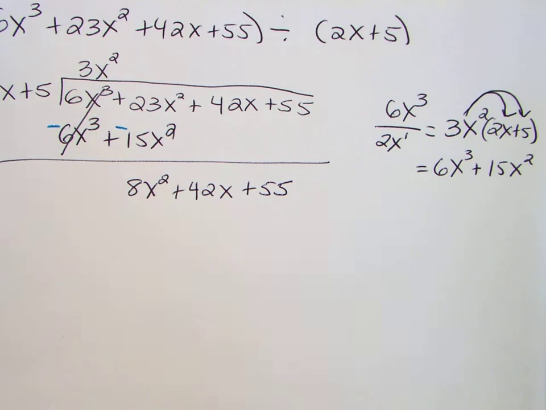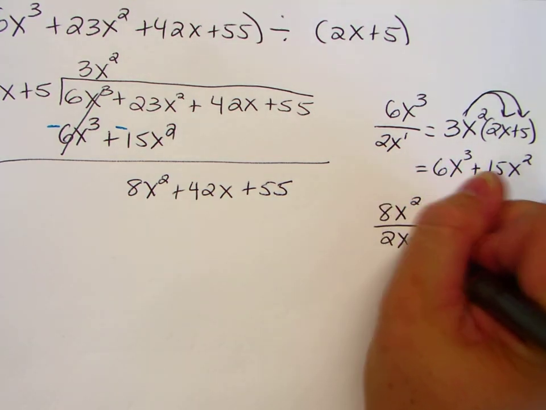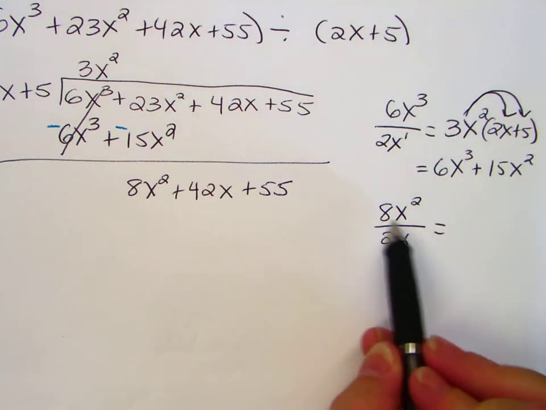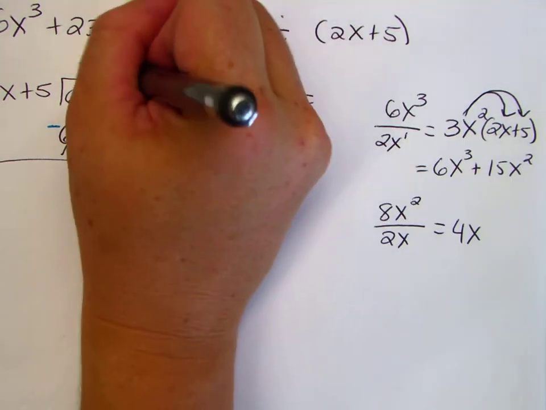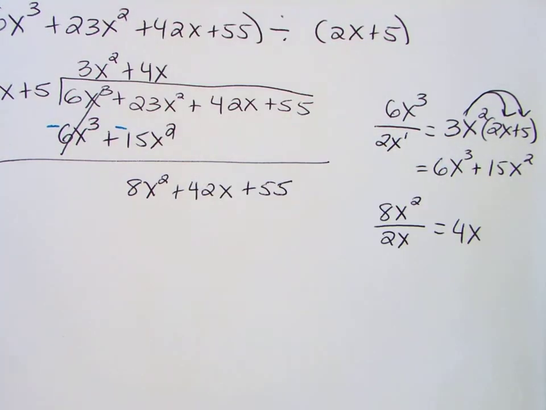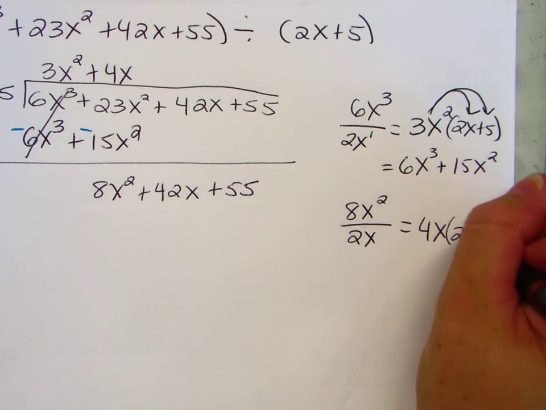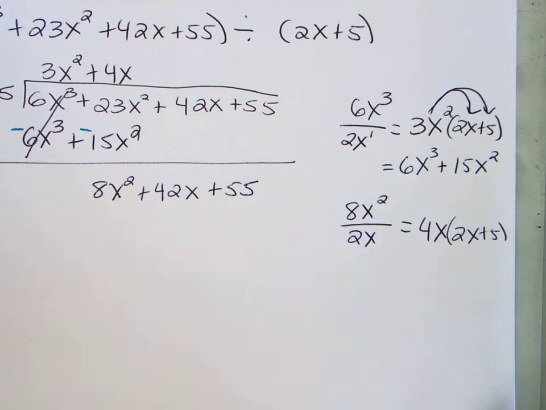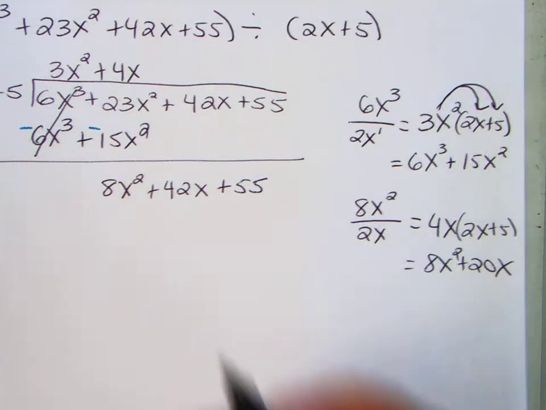All right, next highest term, 8x squared over 2x. Again, divide by that highest term, same thing. 8x squared divided by 2x is 4x. The 4x goes up top. After you divide, put that up top. Now, to simplify the problem, you multiply by the outside. We're multiplying 4x times 2x plus 5. We're distributing. 8x squared plus 20x.